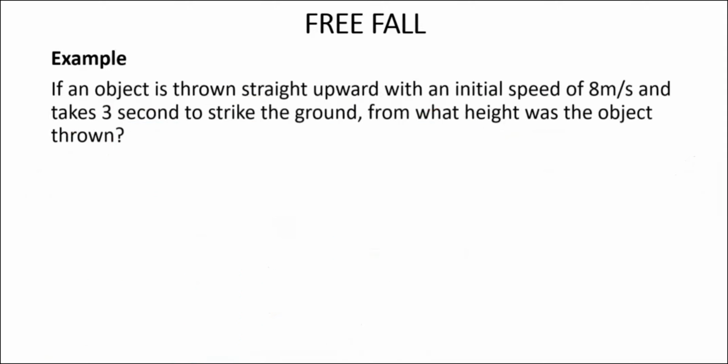So this is another example of a free fall. It says if an object is thrown straight upwards with an initial velocity of 20 meters per second, and it takes 3 seconds to strike the ground, from what height was the object thrown? So in this case, we're looking for the height. From what height was the object thrown?